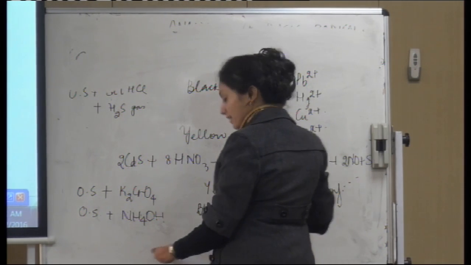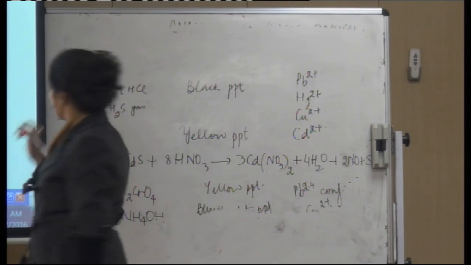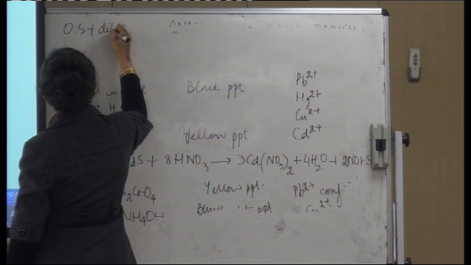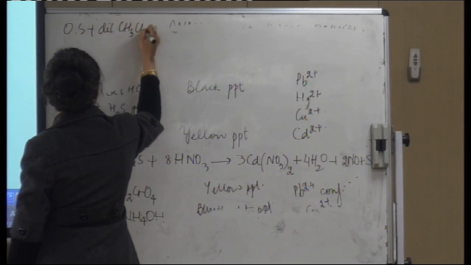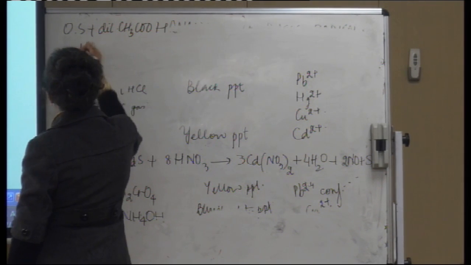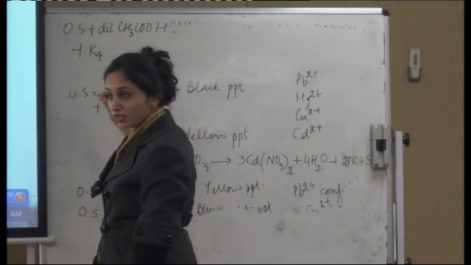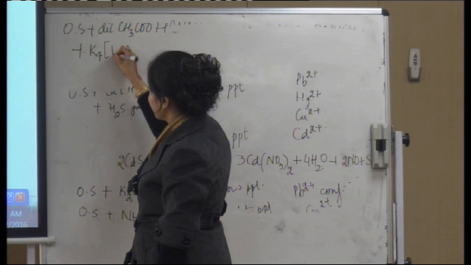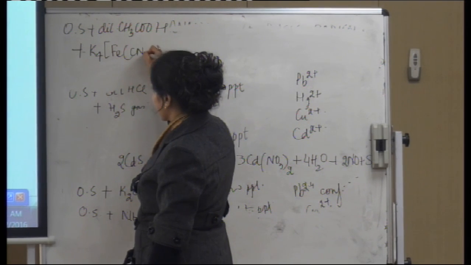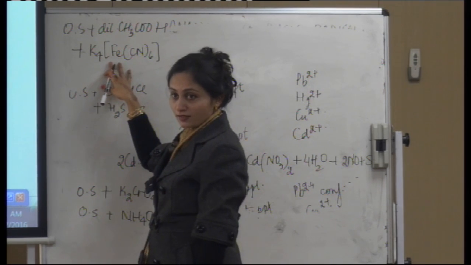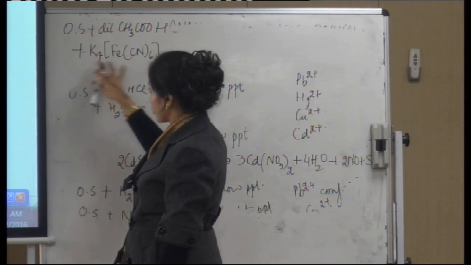Another better confirmatory test for your copper is, to your original solution you add dilute acetic acid and potassium ferrocyanide. What is potassium ferrocyanide? Have you done coordination chemistry now? It will be K4[Fe(CN)6]. This is anyway the common name. It is hexacyanoferrate, potassium hexacyanoferrate.